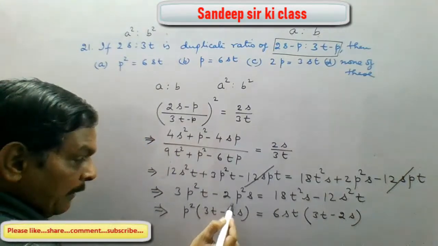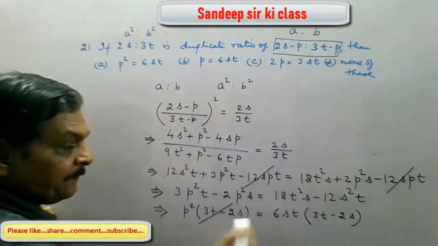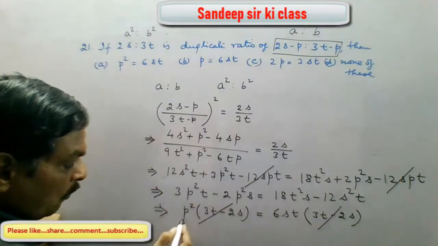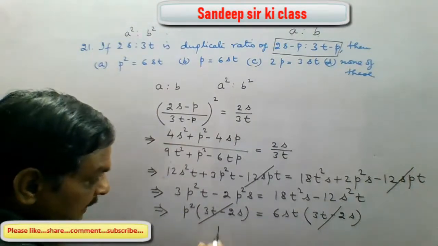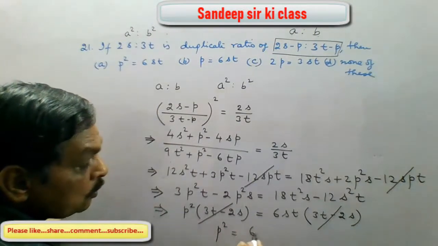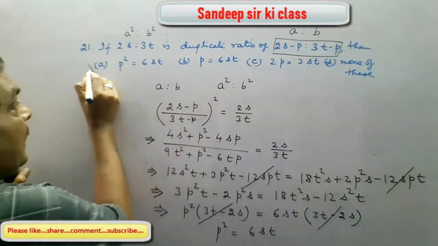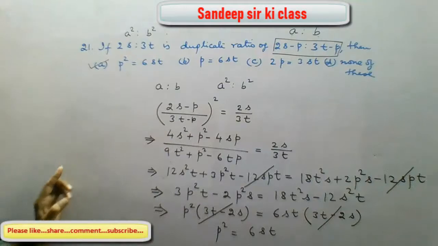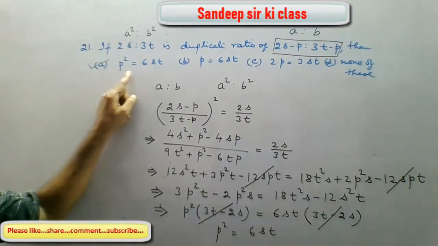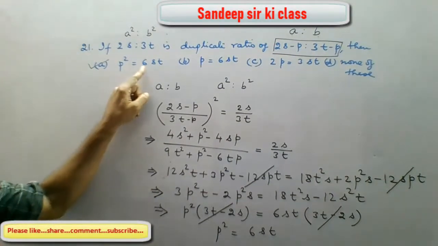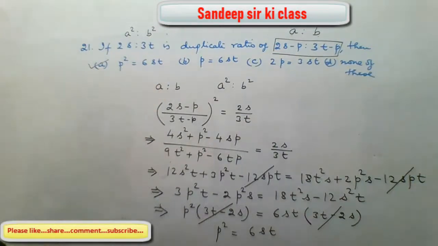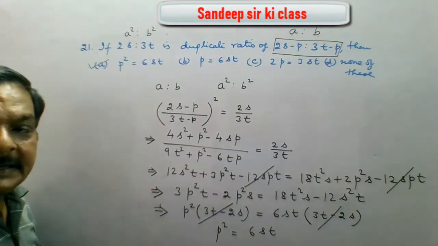Now 3t minus 2s, both the sides, is cancelled, so what is retained is p square is equal to 6st, which is my option A. So the correct option is A, p square is equal to 6st. Now we will see the next problem.